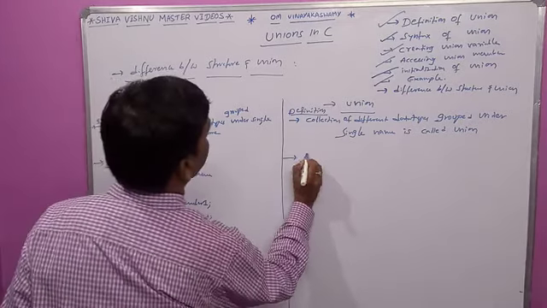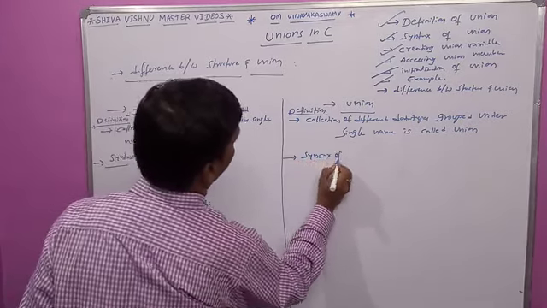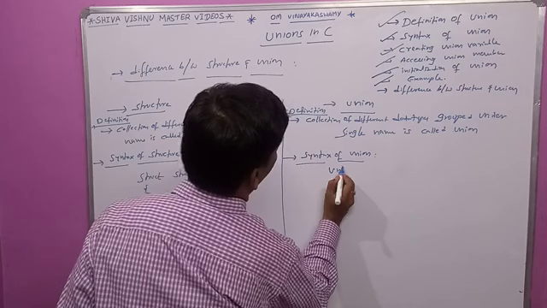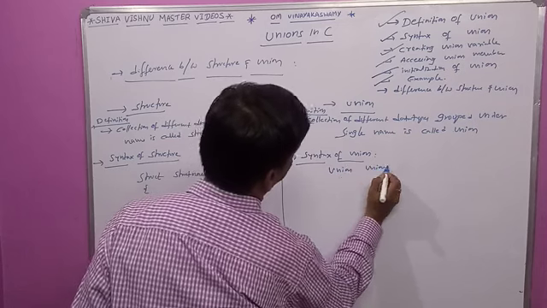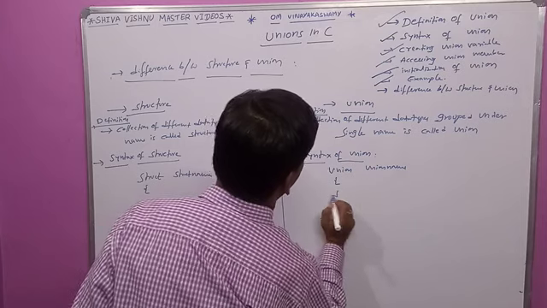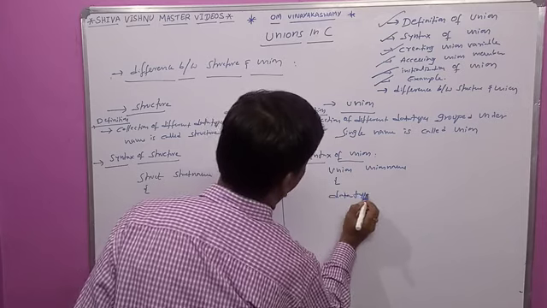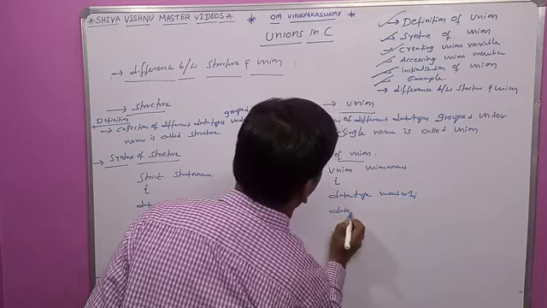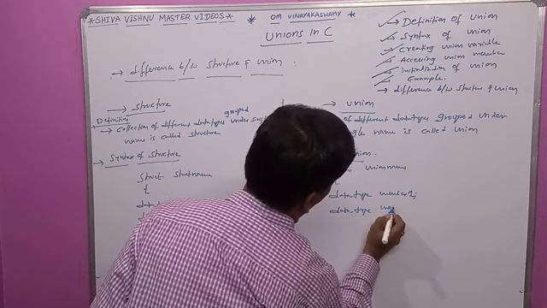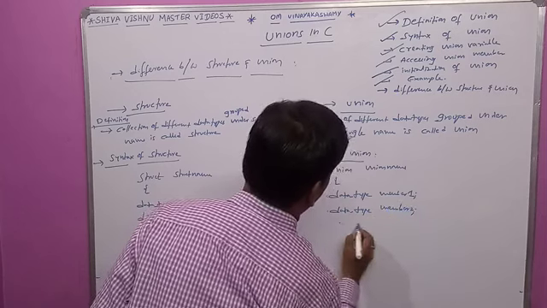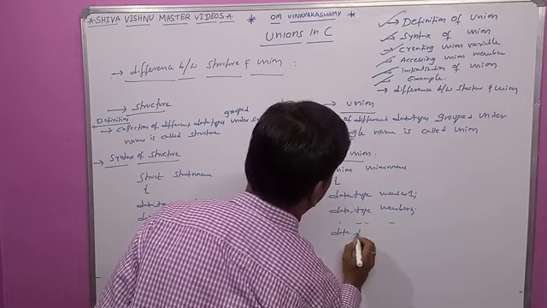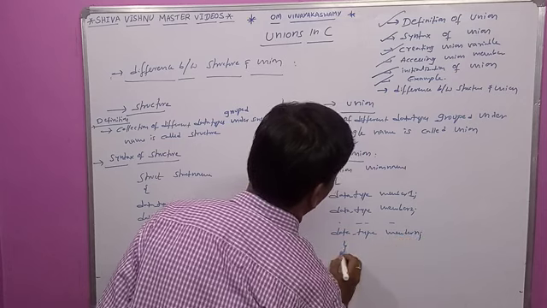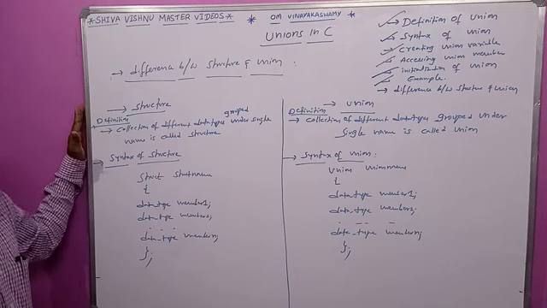In union, the syntax of union: union keyword, union name, open brace. Data type member 1, data type member 2, data type member n, close brace semicolon. Here you can see the structure and union.